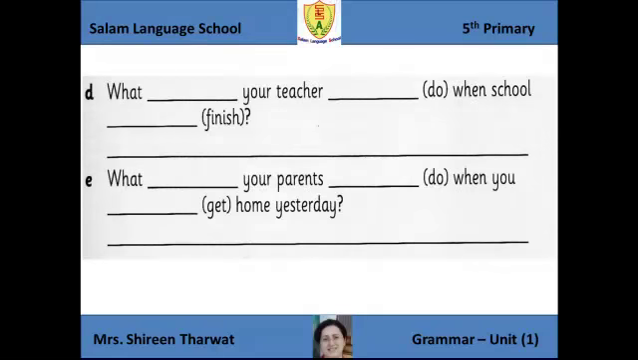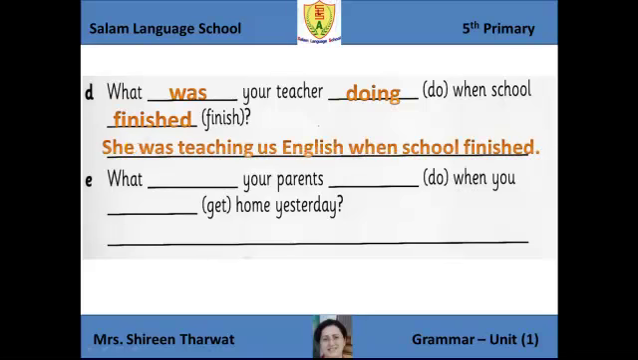D. What was your teacher? Your teacher, he or she. So in the past continuous we will put was plus the verb plus ing, so it will be here doing. What was your teacher doing when school? After when we will put here past simple finished. Excellent. The answer will be she was teaching us English when school finished.